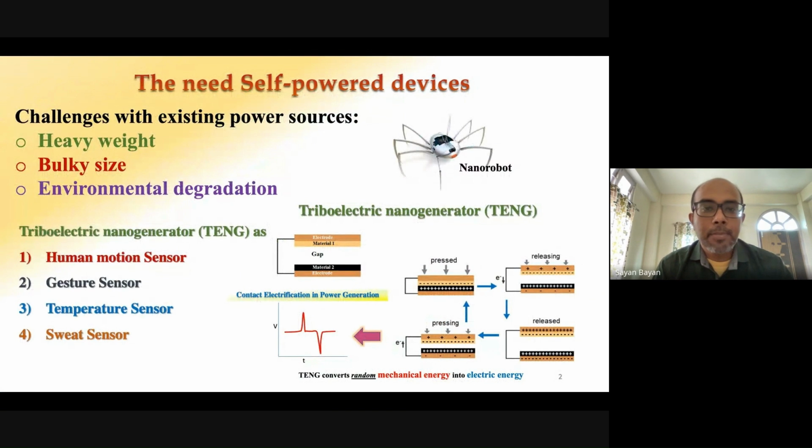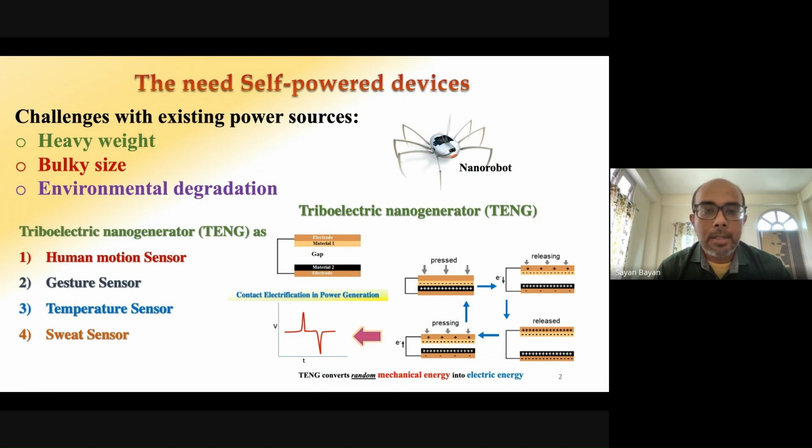The existing power sources, which are the common batteries, are heavy in weight, bulky in size, and also threatening to the environment. If you think about the concept of nanorobots, the implementation of nanorobots in the human body is facing a challenge because of such bulky power sources. The size of the nanorobot is very small, and the power sources we are using right now are quite heavy to be incorporated within a human body.